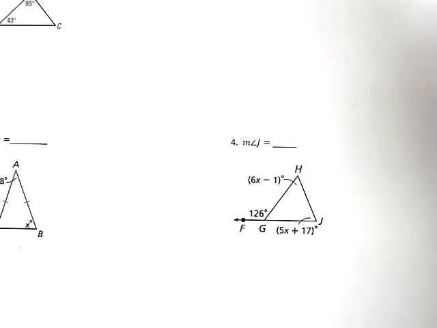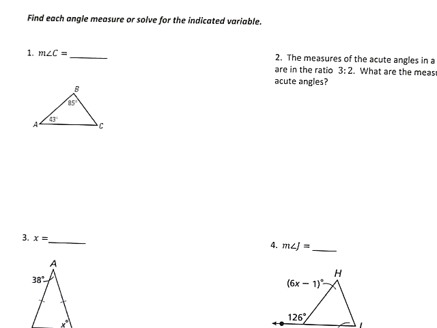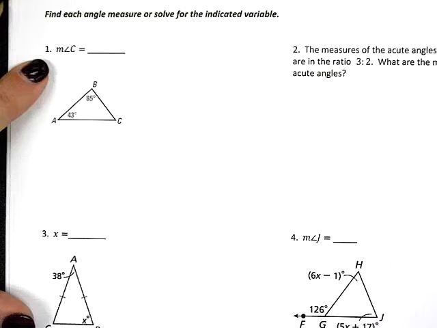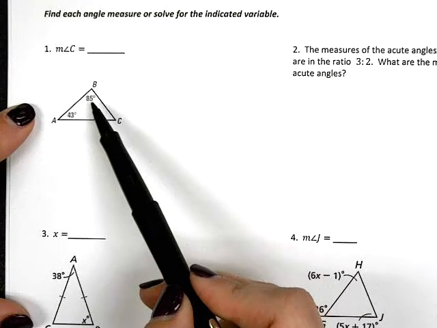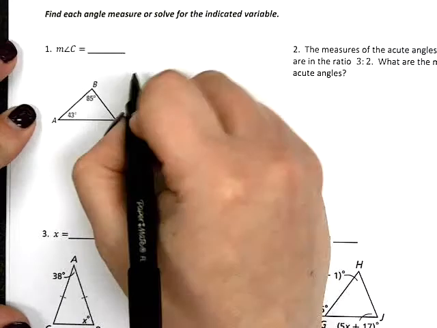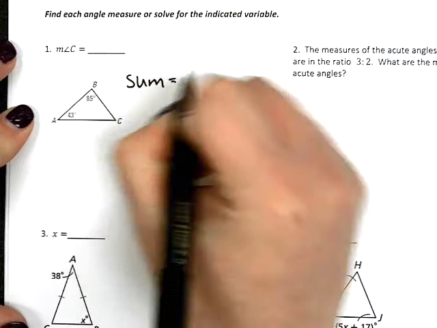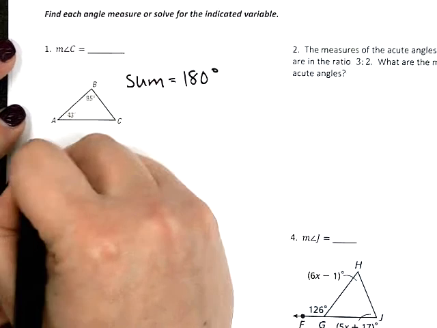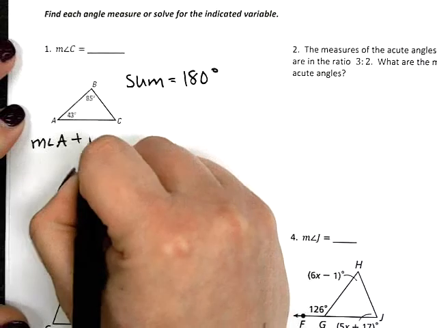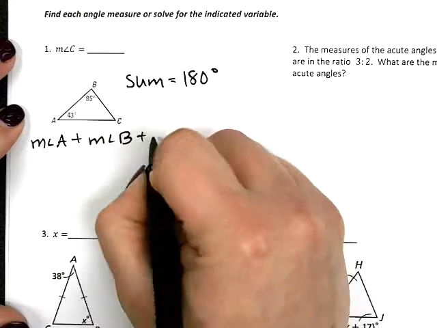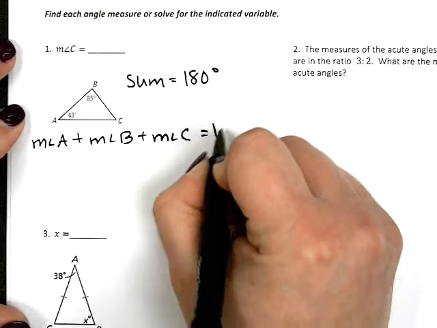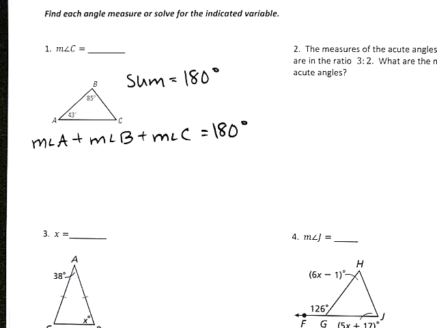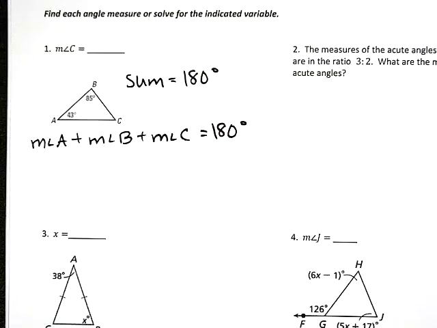And these are going to be some pretty basic ones because you guys are going to do some more complicated ones on your own. All right, so number 1 wants us to find the measure of angle C. We're given the measure of angle A and the measure of angle B. We know that the sum has to equal 180 degrees. Okay, the inside of a triangle is always 180. So the measure of angle A plus the measure of angle B plus the measure of angle C has to equal 180 degrees. And we can grab our calculators and figure that out.